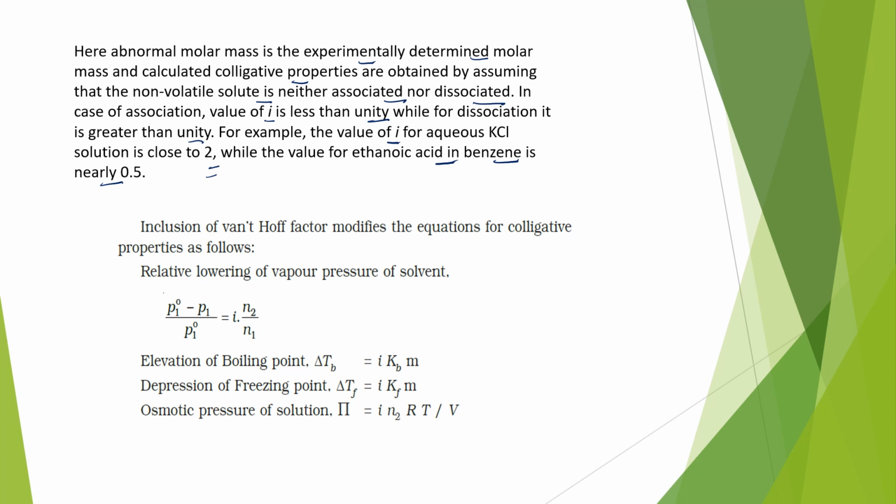Inclusion of the Van 't Hoff factor modifies the equations for colligative properties as follows. Relative lowering of vapor pressure of solvent, (P1 naught minus P1) upon P1 naught, is equal to i multiplied by n2 by n1. Elevation of boiling point, delta Tb, is equal to i into Kb into molality. Depression of freezing point, delta Tf, is equal to i into Kf into molality. Osmotic pressure of solution, pi, is equal to i into n2 into RT divided by volume.